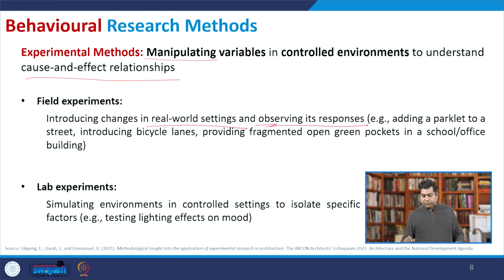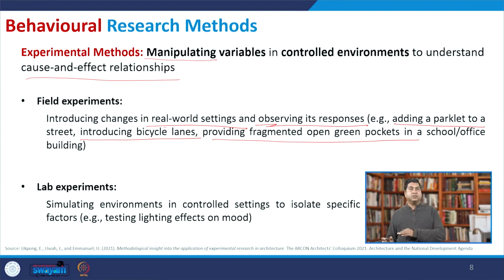Say, for example, adding a parklet to a street, or introducing a bicycle lane, or providing fragmented open green pockets in a school or office building. If you don't have any bicycle lane as of now for a given road, and you create a temporary bicycle lane and observe people's behavior, whether they are cycling more, whether cyclists come to that lane, or still use the main road. It can also be street furniture that you installed, to see whether people will use it or not. All this kind of experiment you can do in the field.